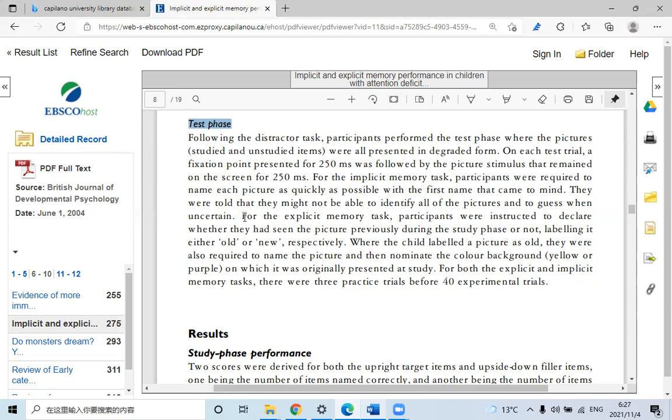That was the implicit task. For the explicit memory task, participants were instructed to declare whether they had seen the picture previously during the study phase or not. Label it either as old or new. So is it old or new? This is an explicit measure in that it requires you to recognize a picture. Have you seen this in the previous phase? Have you seen these objects a few minutes earlier?